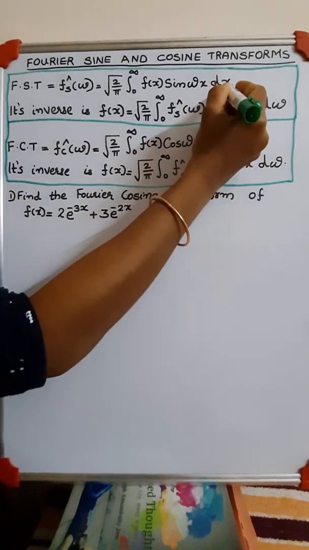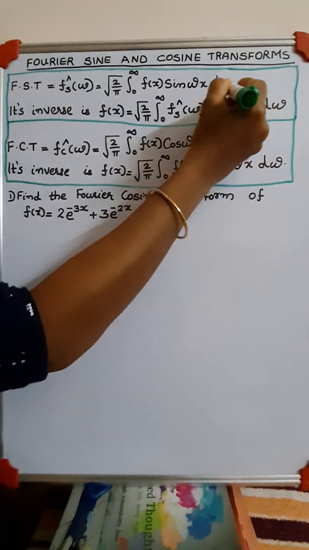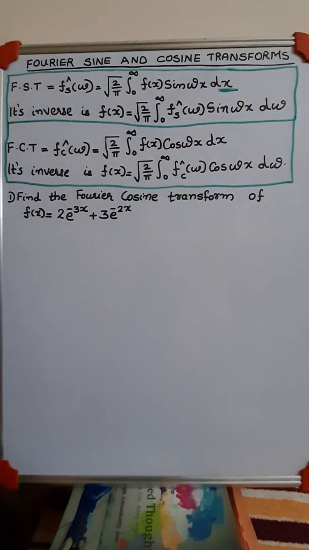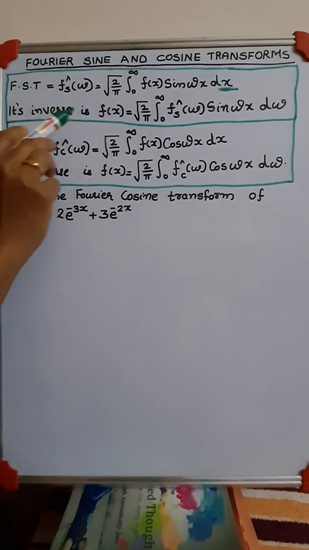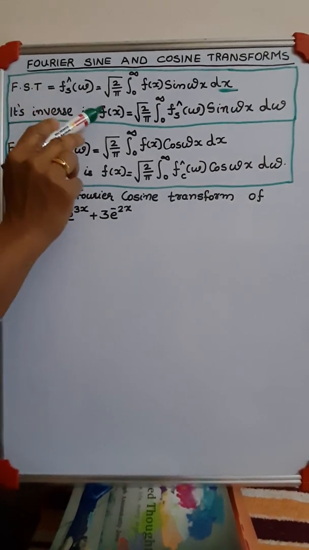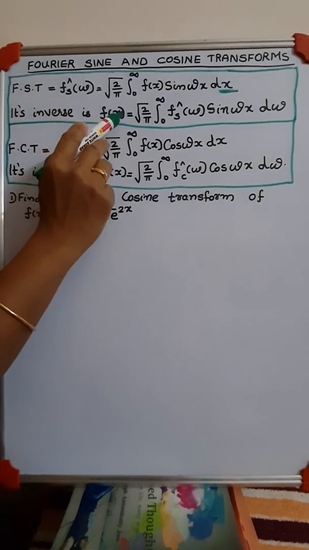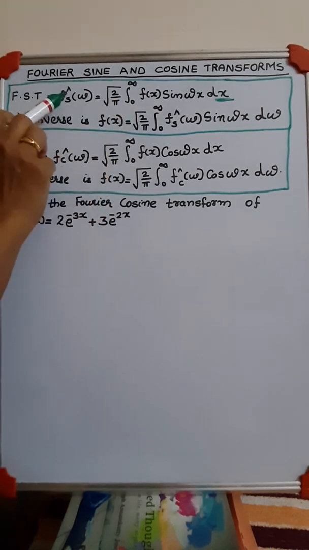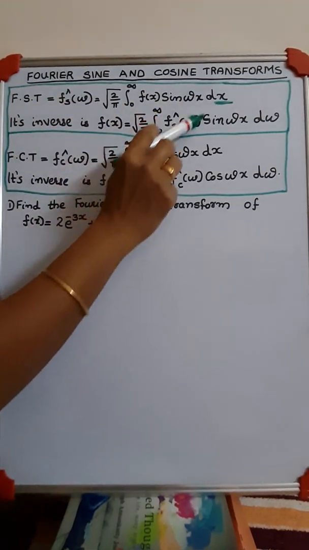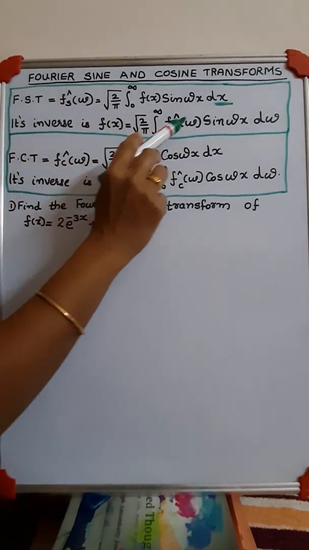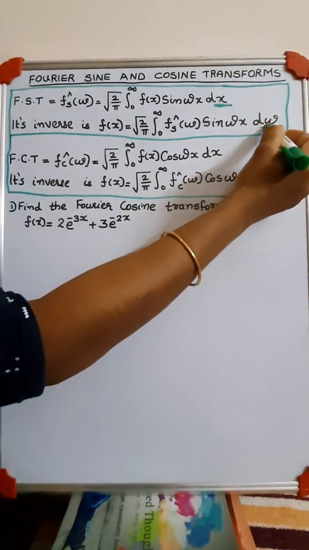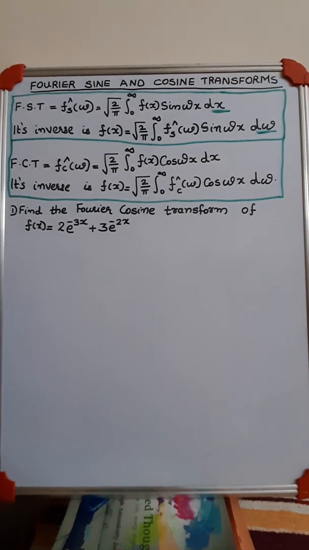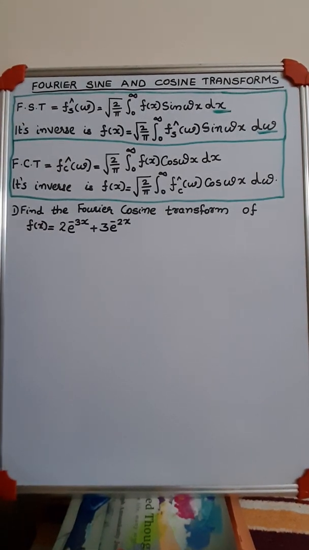The integration variable is x here, and the final answer is a function of omega. The transformed function is a function of omega. Its inverse is, obviously, f of x. f of x is equal to root of 2 by pi integral 0 to infinity Fs cap of omega, that means the Fourier sine transform, into sine omega x into d omega. While finding the inverse, the integration variable is d omega. That is the main difference.